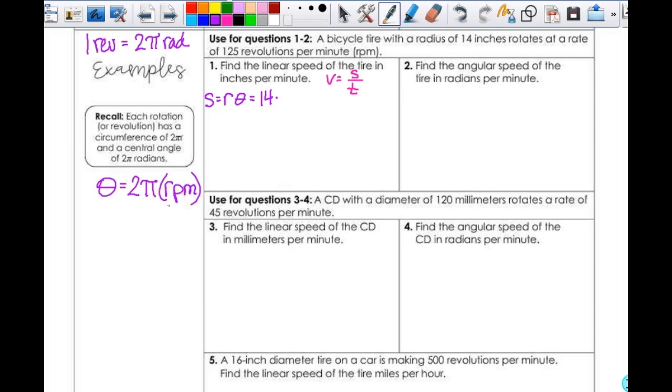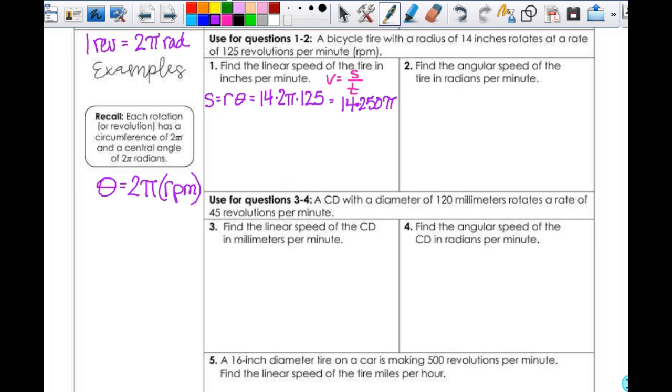So it's going to be 14 times 2 pi times 125. Okay, because that 2 pi times 125 gives me my theta. Everybody with me? So then that means here, I'm going to get 14 times 250 pi. Now, some of you can look at those two numbers and you already know what they multiply to give me, but don't tell me. Those of you can do the shortcuts pretty easily.